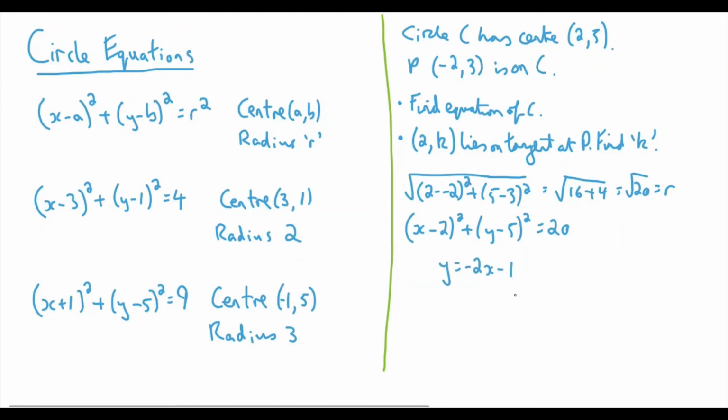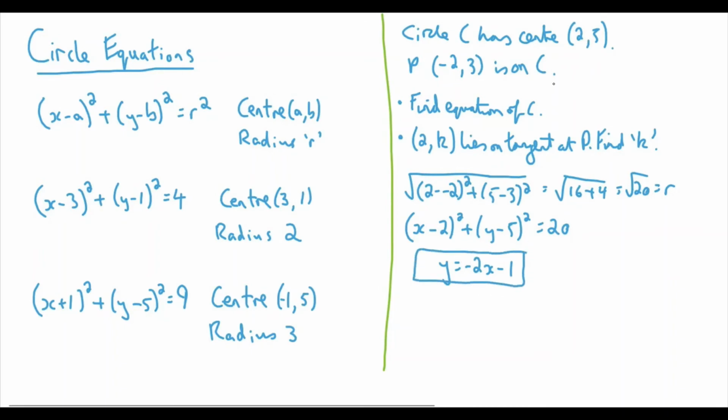Now that we know this equation, we can simply plug in the x coordinate that we know from this point that's also on the tangent, because if it's on the tangent, it must fit this equation. So y equals -2, lots of 2, minus 1, so you get k. K equals -2 times 2 is -4, minus another 1 gives us a value of -5.